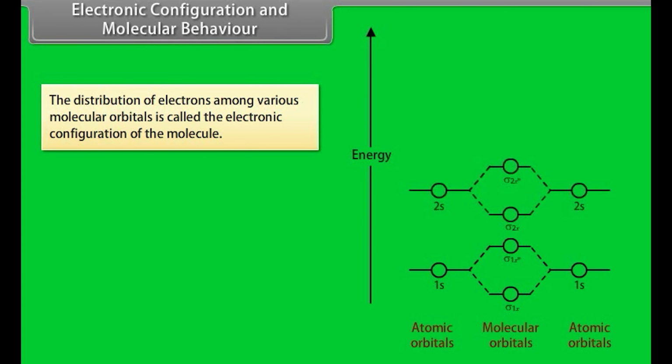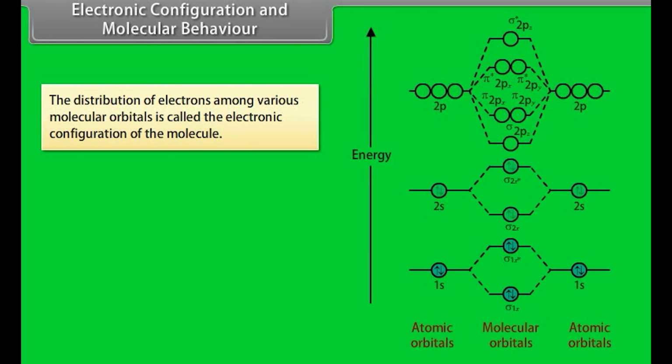Electronic configuration and molecular behavior. The distribution of electrons among various molecular orbitals is called the electronic configuration of the molecule.